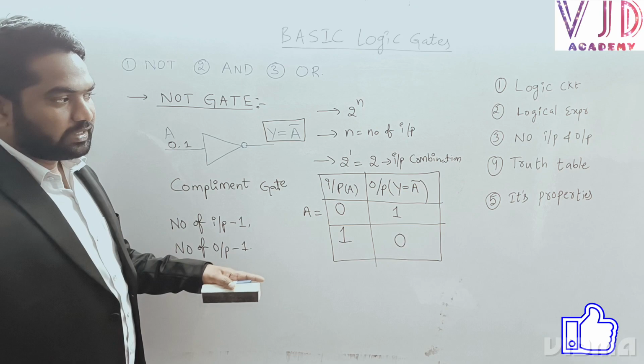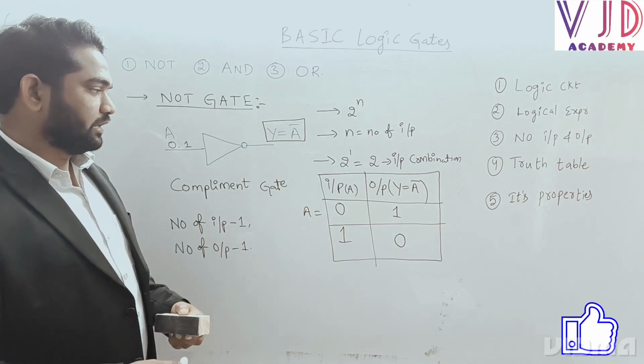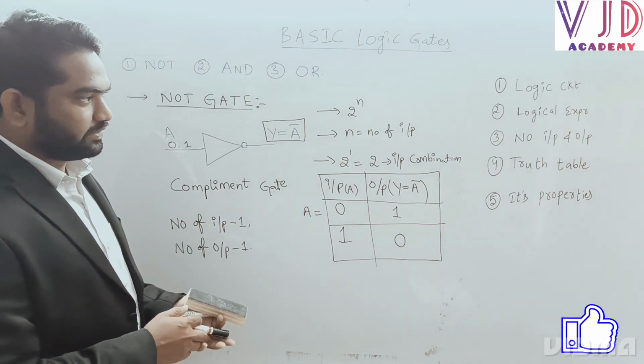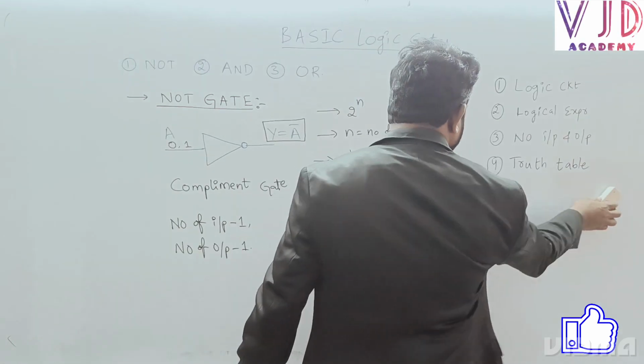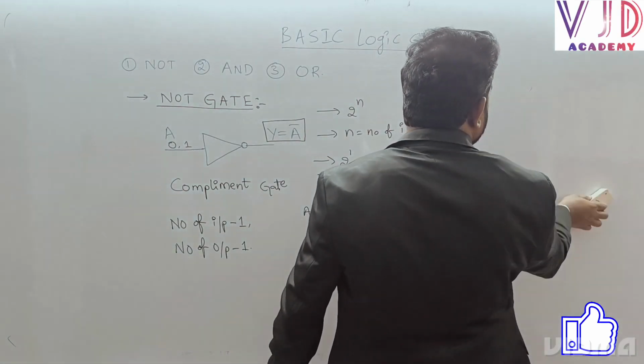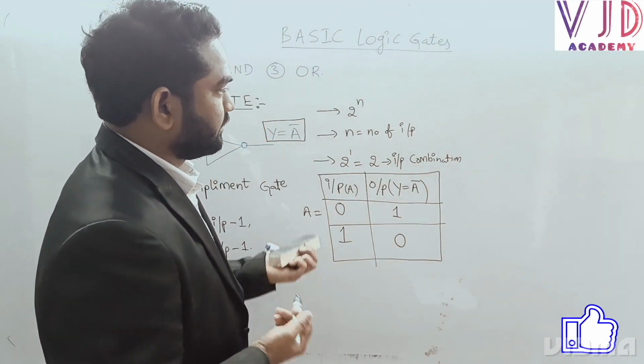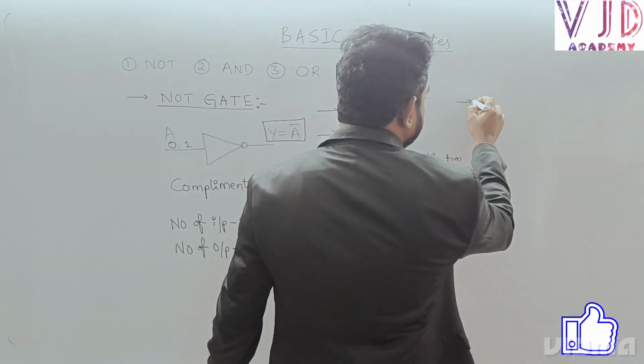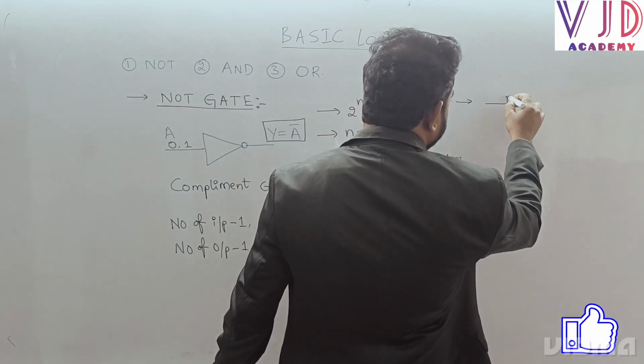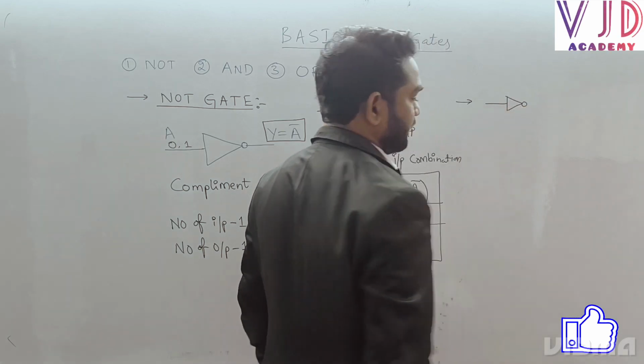And we need to see the properties of NOT gate. Let us try to understand. Basically this is a gate, this is a NOT gate.